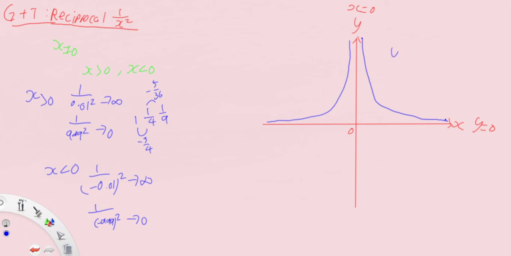So this would be your general sketch of a 1 over x squared graph. And this is the last reciprocal graph that you need to know how to sketch. For A math and E math, you need to recognize it. Whereas for H1 and H2 math, you have a GC, but sometimes it's easier to remember the shape this way. So this is your reciprocal 1 over x squared graph.